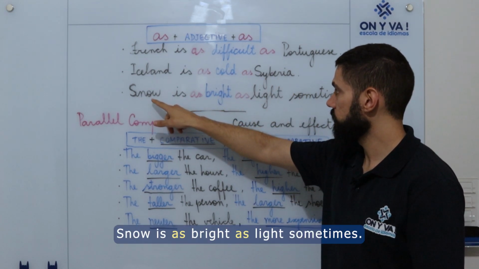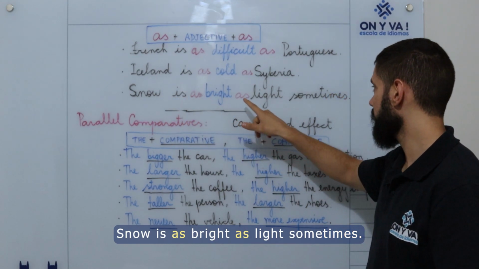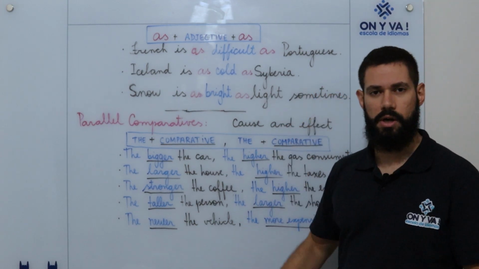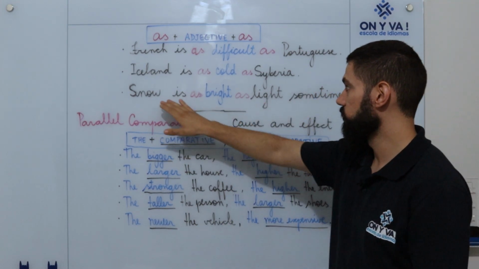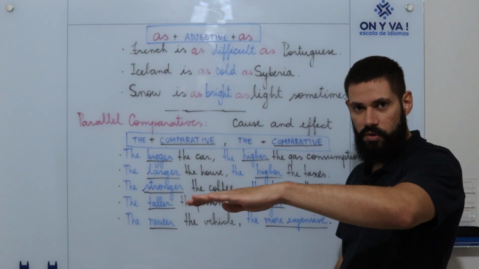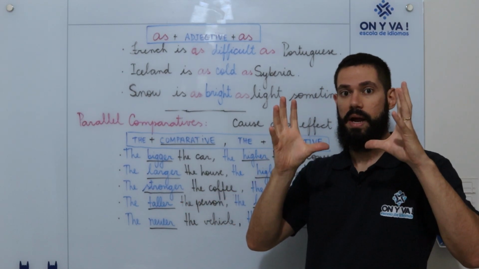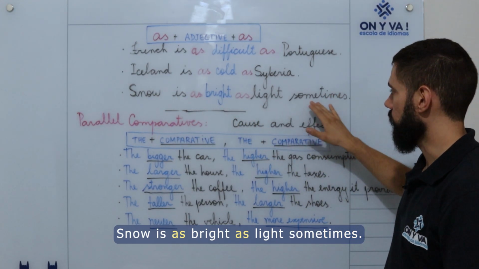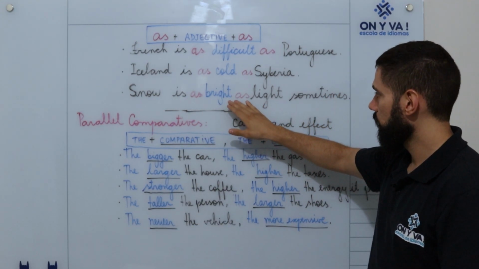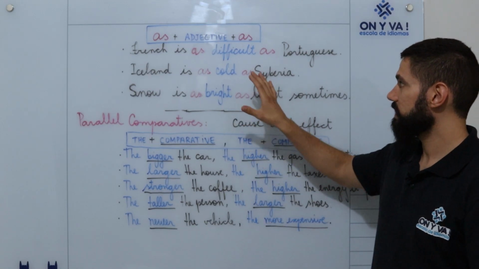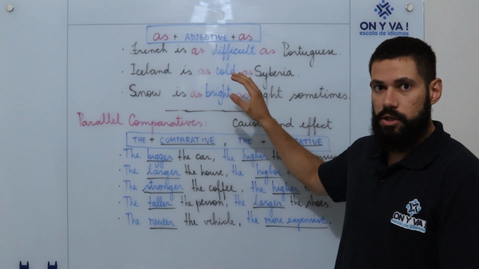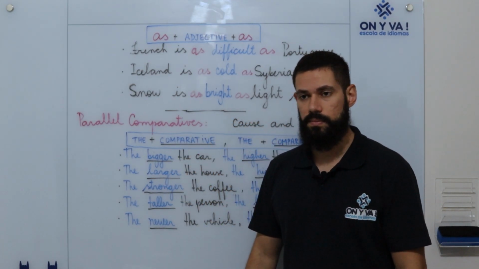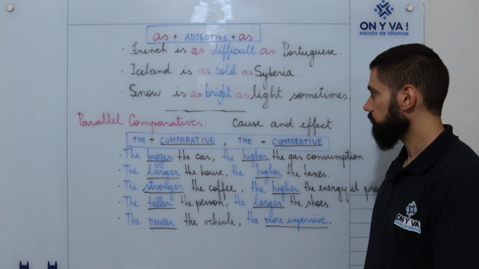Another example, snow is as bright as light sometimes. Light is very bright to your eyes. Snow, a land covered with snow, can be very bright to your eyes. So, snow is as bright as light sometimes. Both are equally bright. So this is how we use a comparative here to say that the things are in the same level, not in different levels.